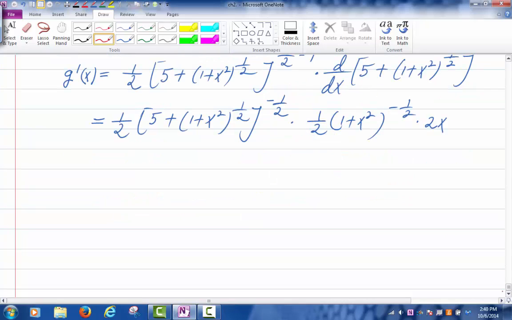Okay. You can apply it 3 times, 4 times, 5 times, 6 times, as many times as is required by whatever complicated function you have. But I wouldn't give you a function where you have to apply the chain rule more than 3 times. Okay, at most 3 times is what you have to apply in the exam.